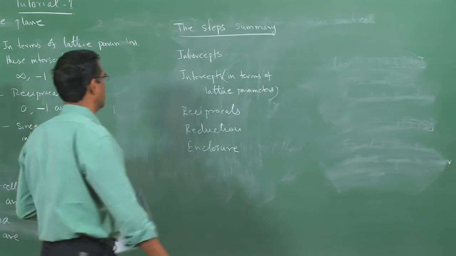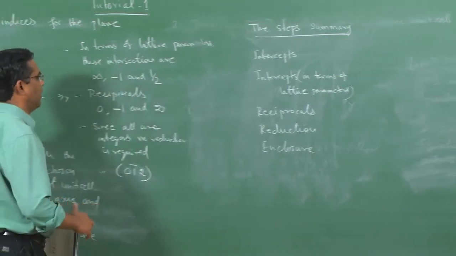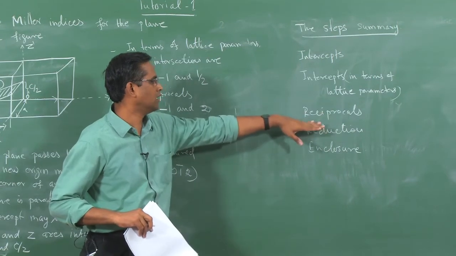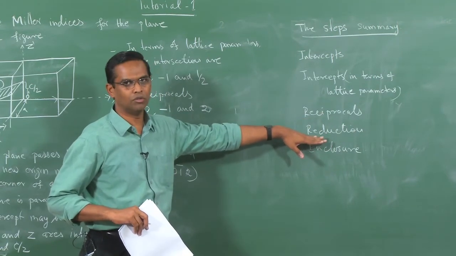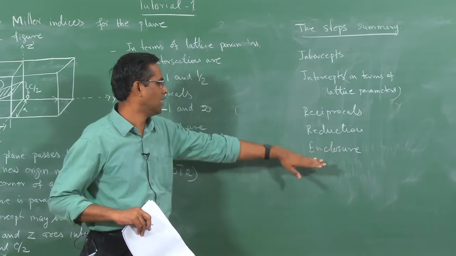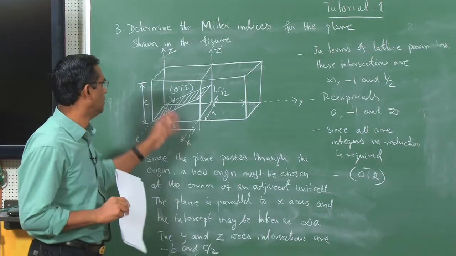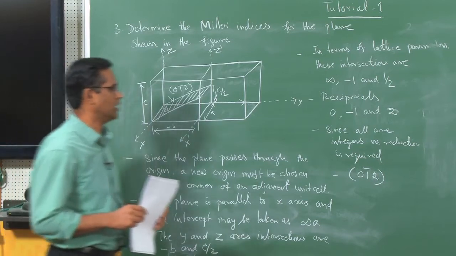So, these are all the steps you have to follow. Find out the intercepts in terms of lattice parameters, take the reciprocals, reduce them to integers, and then put them in the enclosure. So, these are all the steps you have to follow for finding out the Miller indices of the plane in a unit cell.